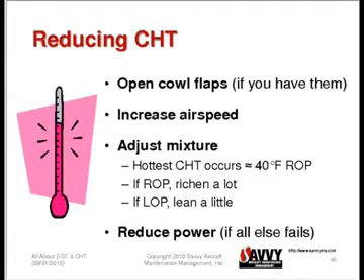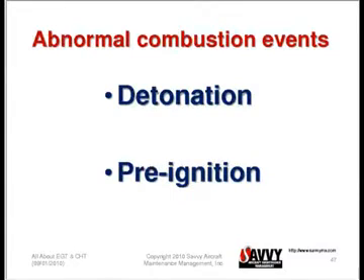If we need to bring CHT down, there are lots of things you can do. If you have cowl flaps, obviously you want to open the cowl flaps. If you're in a climb, you probably want to put the nose down and get a little bit more airspeed, so you get more cooling air. Adjust the mixture away from that bad area around 40 rich of peak. If you're rich of peak, richen a lot. If you're lean of peak, probably just leaning a little bit more will bring the temperatures down, because the curve is so steep on the lean side of peak. And if all else fails, throttle back. But we just don't want to sit there watching cylinder head temperatures climb without doing something about them.